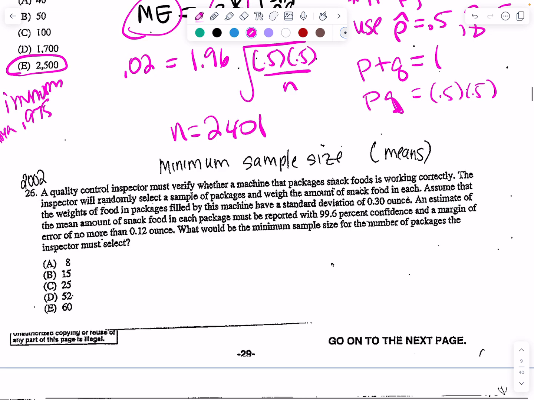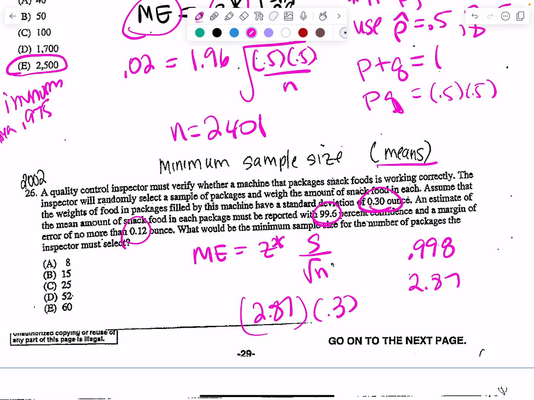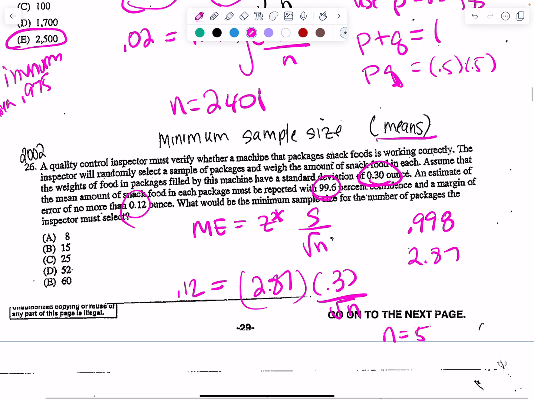Okay, and this last one here, same thing: margin of error equals z star, and it's means, so it's s over square root of n. And so I'm going to find this 99.6% by putting 0.998 in there, and that comes out to be about 2.87. And s is going to be 0.3 because it's right here. Margin of error is 0.12, and square root of n. Okay, and for this you get 51 point something, but it doesn't matter, you go up to 52.